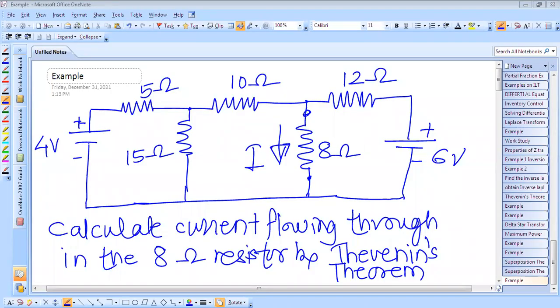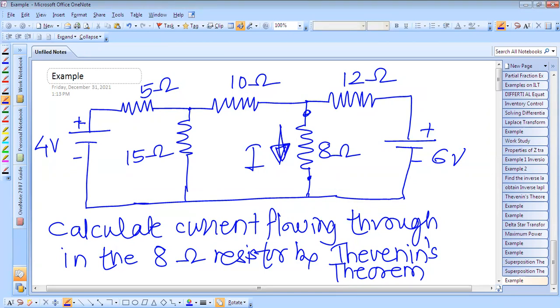Good morning. Today we'll solve a numerical on Thevenin's theorem. The circuit is given to you. In the circuit, there are two voltage sources, and you are required to find the current flowing through this 8 ohm resistor by using Thevenin's theorem.